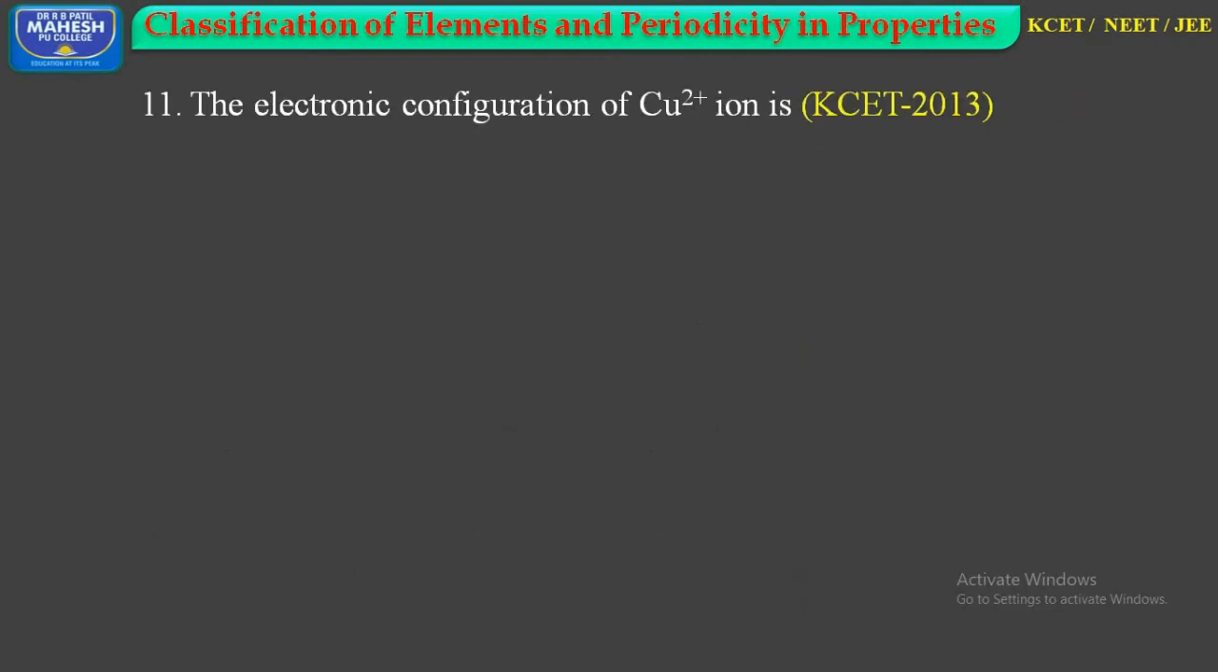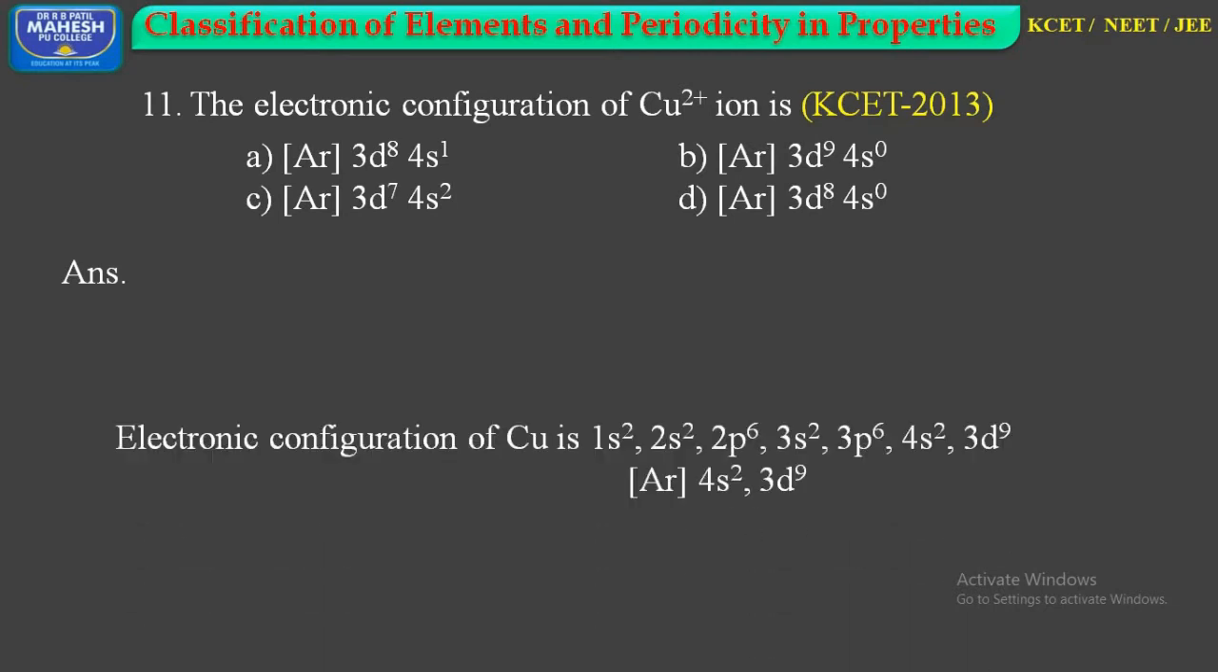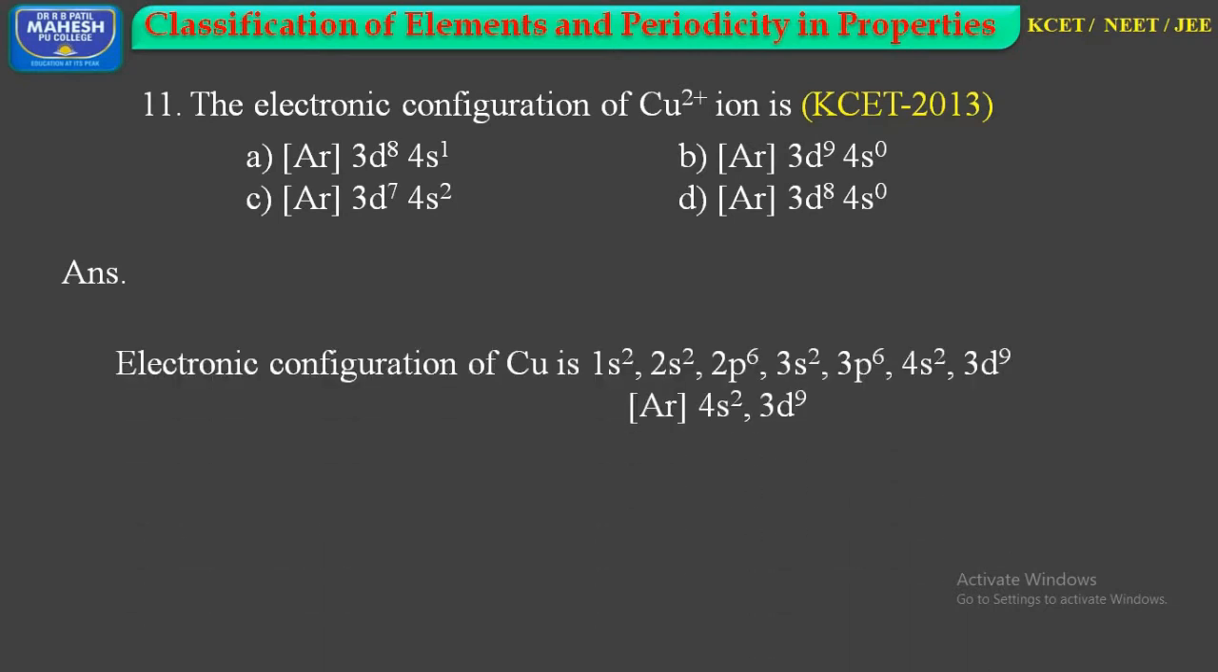Next question. The electronic configuration of cupric ion is, students, atomic number of copper is 29. So let us write the electronic configuration of copper first. 1s2, 2s2, 2p6, 3s2, 3p6, 4s2, 3d9. So students, from 1s2 up to 3p6, these electrons are present in the inner shell, which can be represented by argon with 18 electrons. Outermost electrons are 4s2 and 3d9.